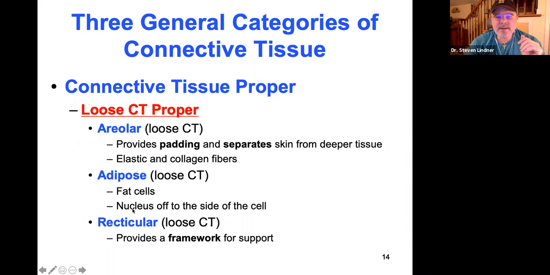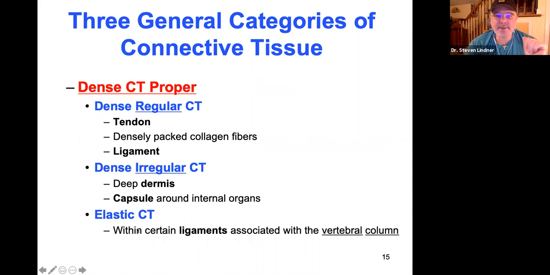And the nucleus is off to the side of the cell with adipose, because a lot of students confuse adipose with a squamous cell. They look a little bit similar, but with fat cells, the nucleus is towards the periphery. With a squamous cell, the nucleus is always in the center. Then we have loose connective tissue, which is reticular, is also loose connective tissue. That provides the framework of support. So areolar, adipose, and reticular. We'll show you what those look like.